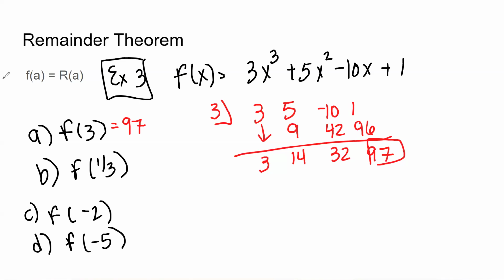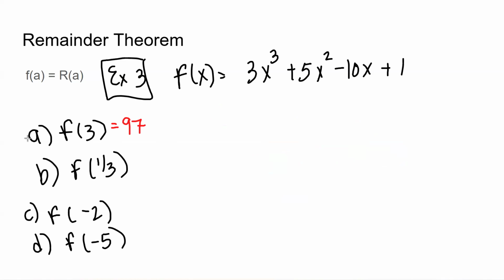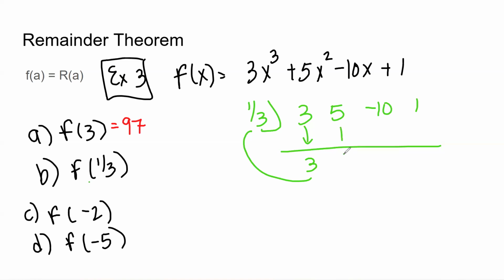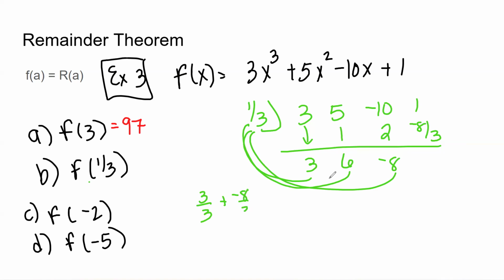And now let's do a third. This is where it really comes in handy with these fractions, because I do not want to do 1/3 cubed and 1/3 squared. Though we could, I definitely just don't want to. So we will do 1/3 in the timeout, take our coefficients, drop down. 3 times a third is 1. Add 6 times a third is 2. Add negative 8 times a third would be negative 8/3. So 1 is 3/3, right? 1 whole pizza plus negative 8/3 would be negative 5/3.